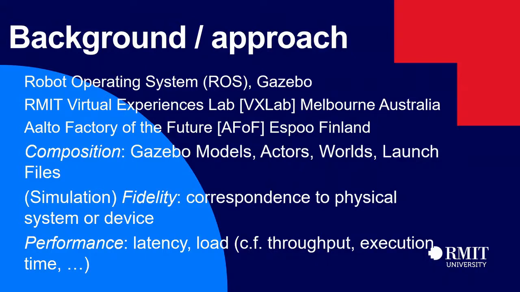For composition, Gazebo provides several constructs including models, actors, worlds, and launch files. Of these, the most relevant are models. A model is concerned with the physical modelling of an entity in Gazebo, including the rigid body model with properties such as mass, articulation, friction, collision, and appearance, as well as invoking plugins for modelling primitives such as sensors and actuators.